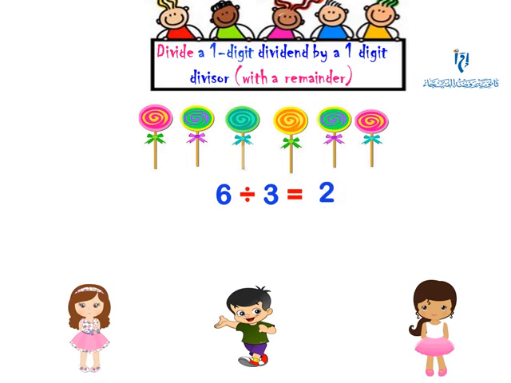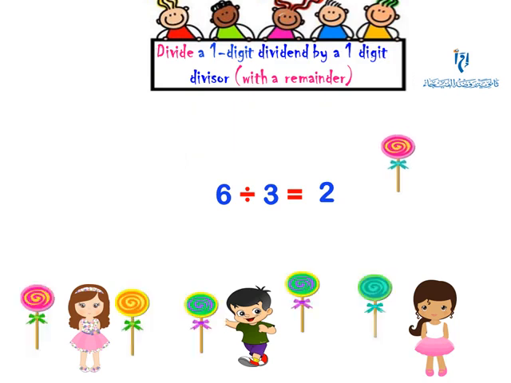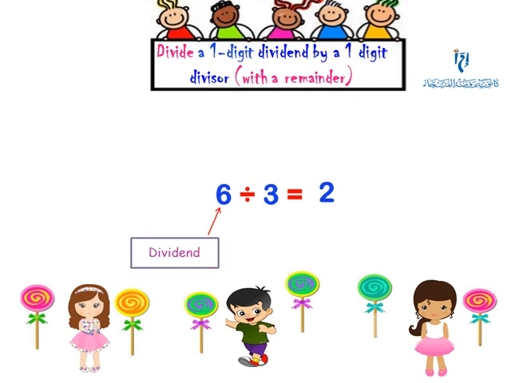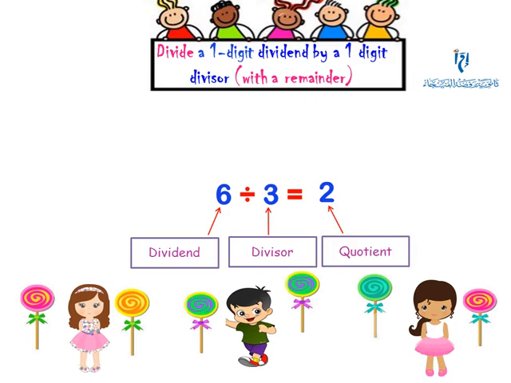And to check that our answer is correct, let us distribute the lollipops. You can see that every kid gets 2 lollipops, so yes, our answer is correct. Now let's remember the names of each of the numbers. The first one is the dividend, the second is the divisor, and the answer is the quotient. Now that was easy because 6 is a multiple of 3.